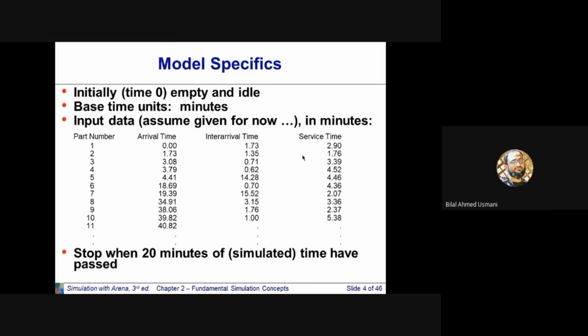Then we need to look at a couple of things. The part number is just the counting, then the arrival time and the inter-arrival time, which is the difference between arrival times. The service time is how long it takes to actually get service. It is independent of inter-arrival time and independent of arrival time. We need to stop when 20 minutes of simulated time has passed. So this is an example of a discrete event simulation.